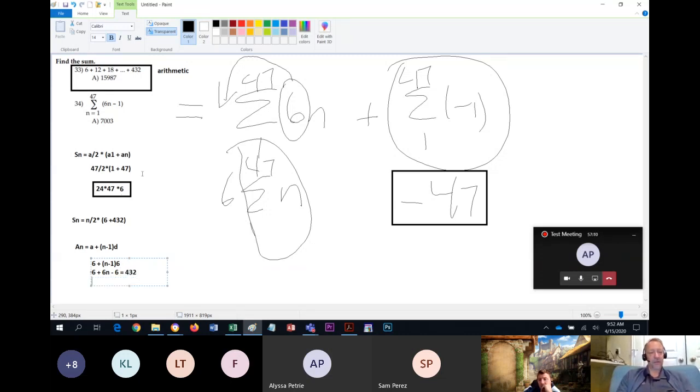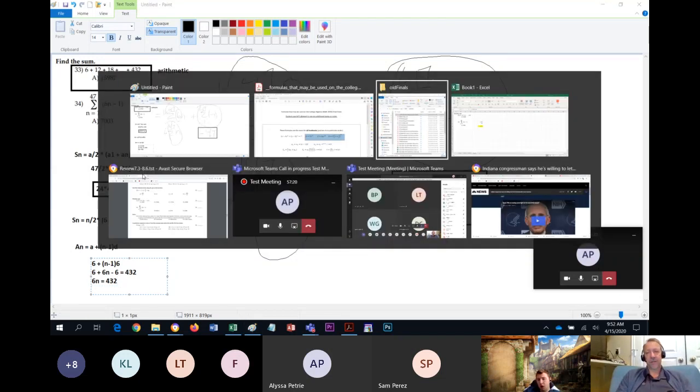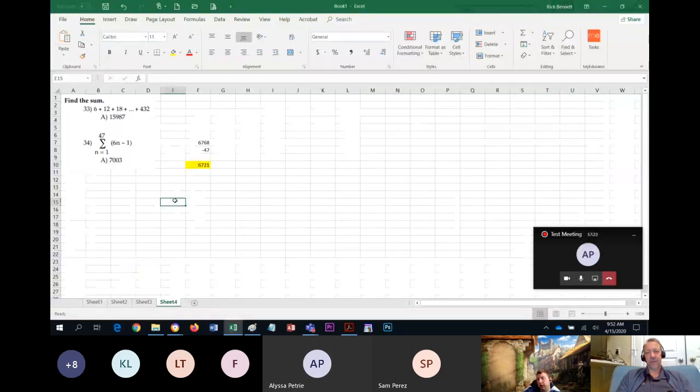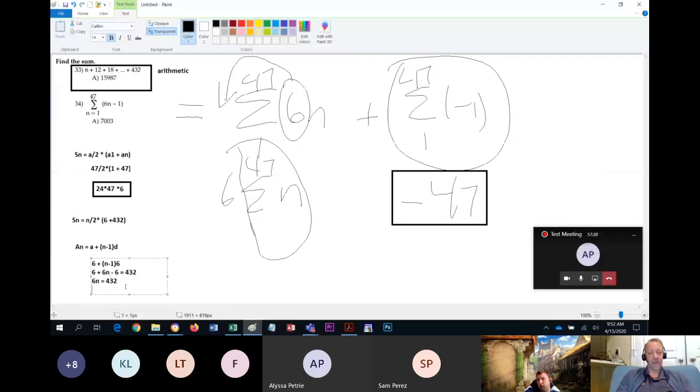So 6 minus 6 goes away, so I've got 6n equals 432, and then n is 432 divided by 6, which is 72. So in this case, your n equals 72. Now that we know n is 72, we plug it back up into here. We're going to get 72 divided by 2, which is 36, times 432 plus 6, which is 438.